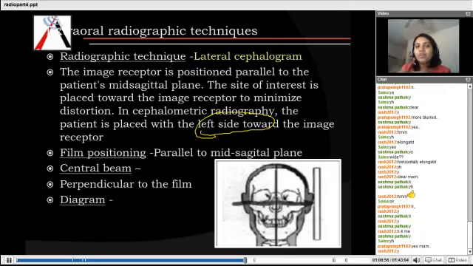Do you remember the name of the person who gave the panoramic radiography?